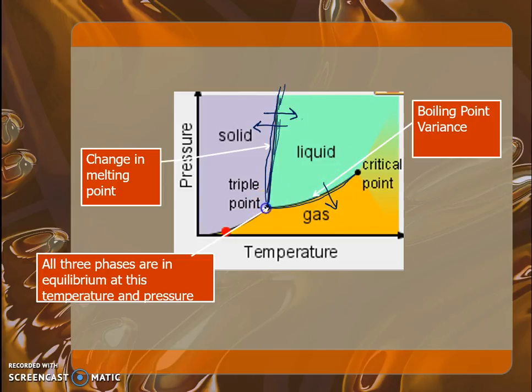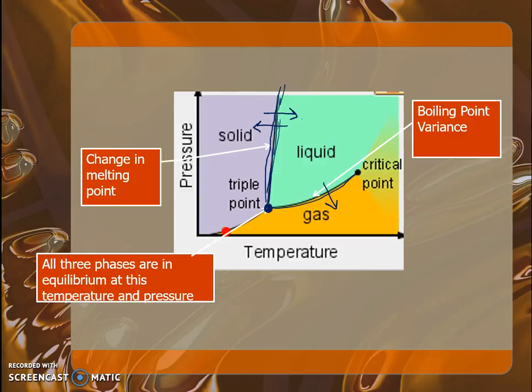Okay, at the triple point. The triple point is where all three of the phases are in equilibrium, so conditions are favorable for all three to exist. There's only one given temperature and pressure for any substance at which there's a triple point. So a triple point will only exist at one given pressure and temperature for any substance. It cannot be at multiple places.